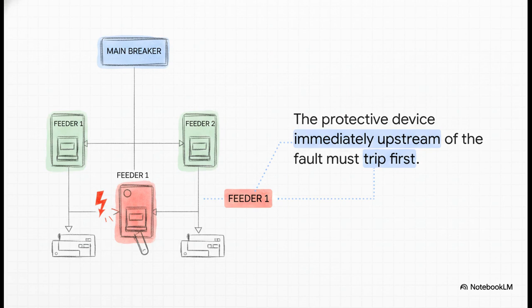Look, if you remember just one thing from this whole section, let it be this. The device closest to the fault should always trip first. This is the golden rule. It's what contains the problem, minimizes the outage, and keeps the rest of your system running.